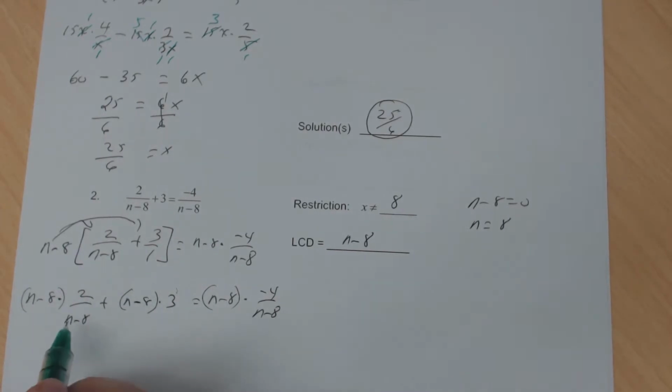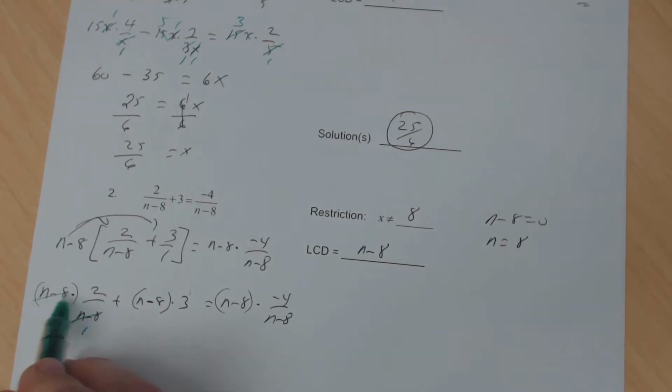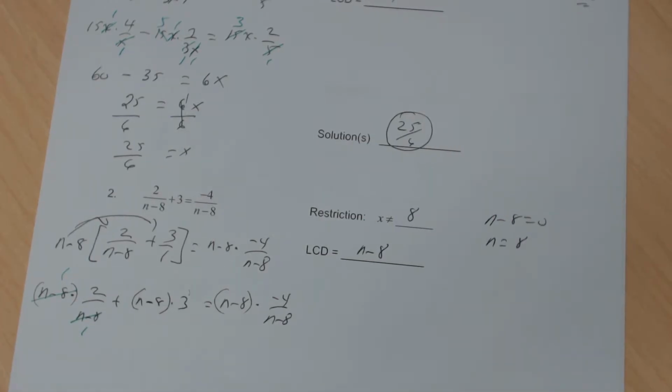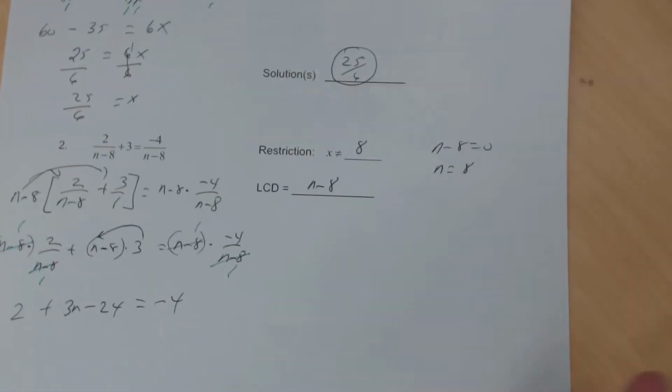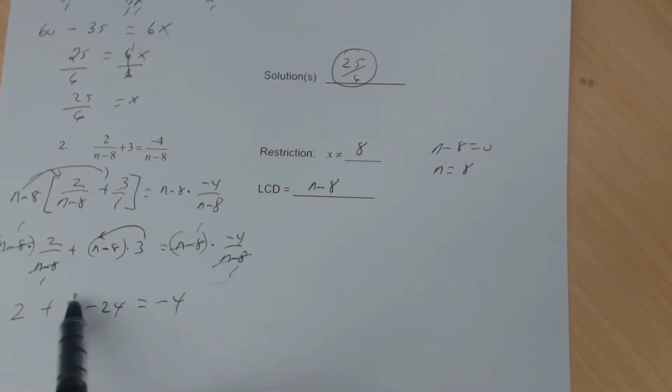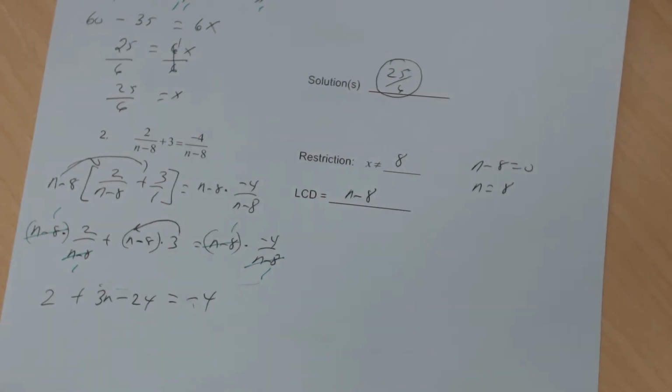Now, reducing n minus 8 into n minus 8, I get factors of 1. 1 times 2 is 2. Plus, now here's what I was talking about: you have to distribute here. So n times 3 is 3n, minus 8 times 3 is 24, equal. And over here, the n minus 8's divide out. You're left with factors of 1, and so you just get a negative 4. Again, notice I went from a rational equation to a linear equation. All right, so let's solve this linear equation.